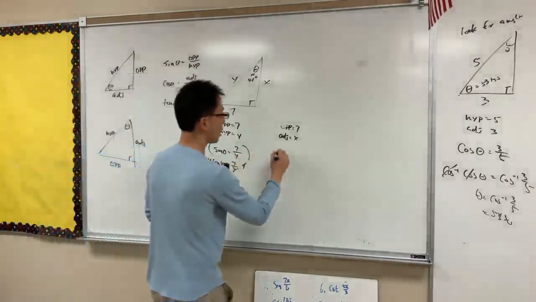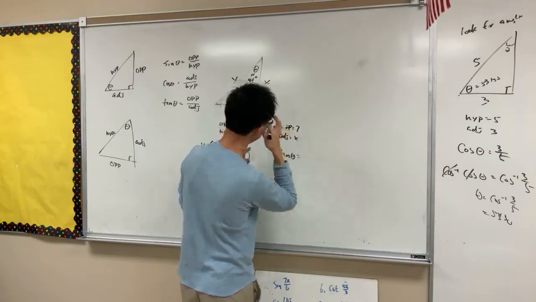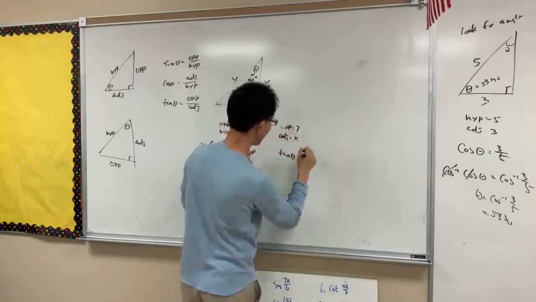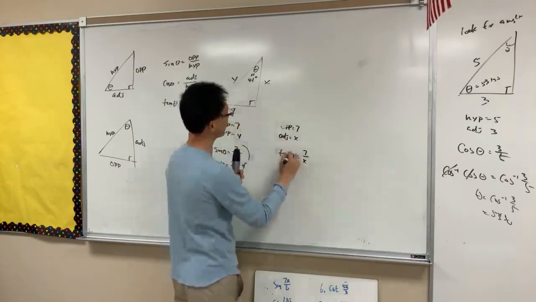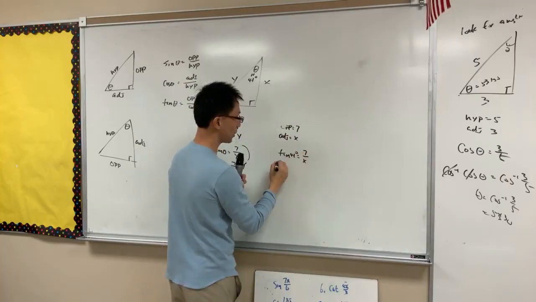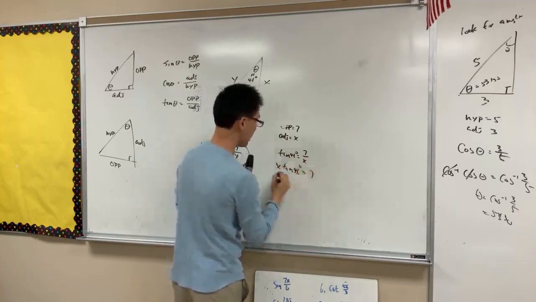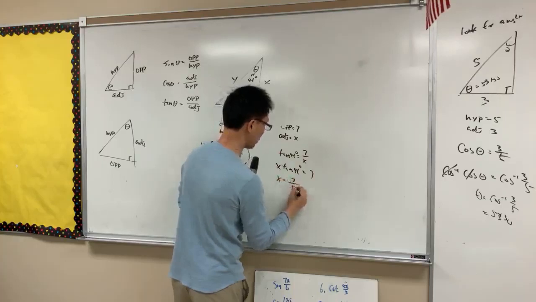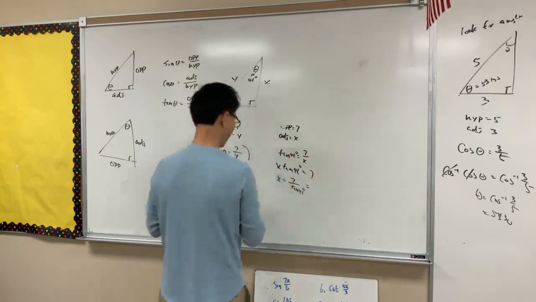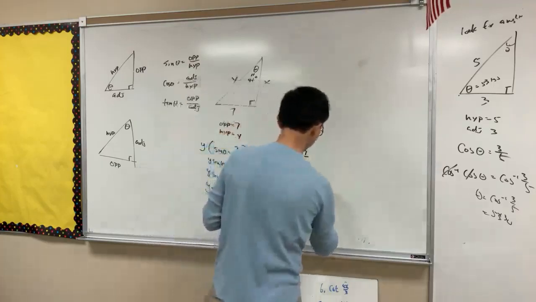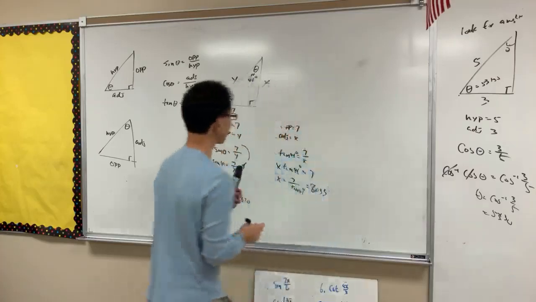Okay, so now we have tangent of theta is equal to 7 over x, right? The theta is 41, so x tangent of 41 degrees is equal to 7. x is equal to 7 over tangent of 41. 8.053. So that is the 3 decimal places.